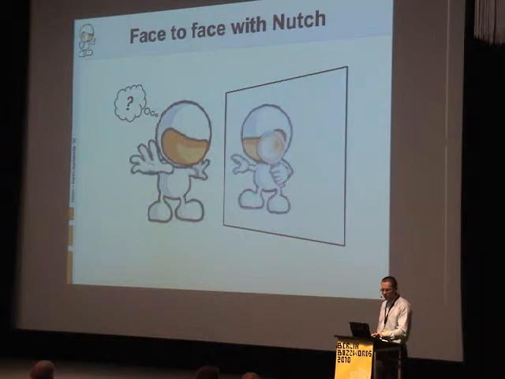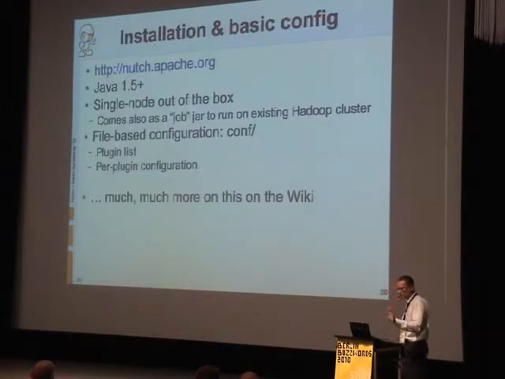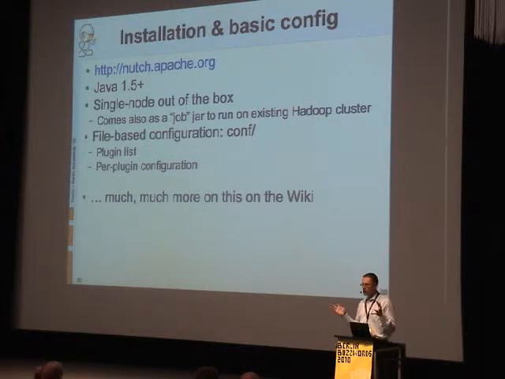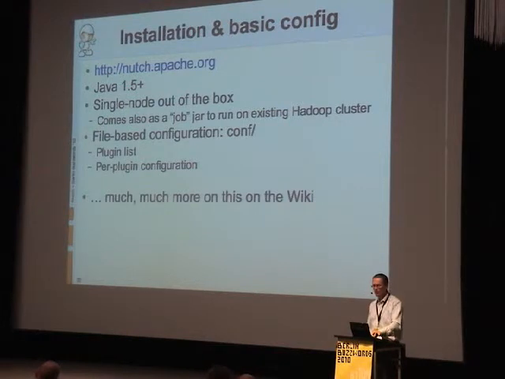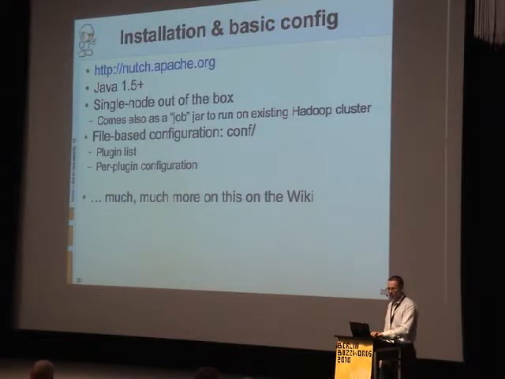So, face-to-face with Nutch, we'll cover this quickly. You know where to download the stuff. It operates as a single node out of the box, but of course underneath it runs on Hadoop. You can submit the job jar to a Hadoop cluster. And there is a file-based configuration, which I don't have time to cover here, but there is a lot of information about how to configure Nutch specifically on the wiki.